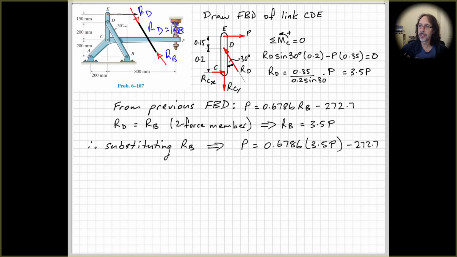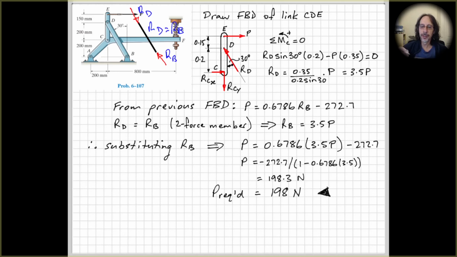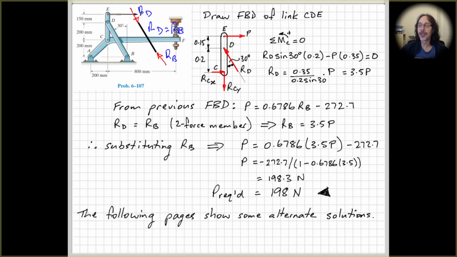Okay, so just putting that into the equation and doing the maths, we get 198.3 newtons. So the force required in the cable up here to generate 25 mils of compression in the spring is 198 newtons. Okay, in the following pages, I'm going to go through some alternate solutions just to show you that there's more than one way to solve the problem.